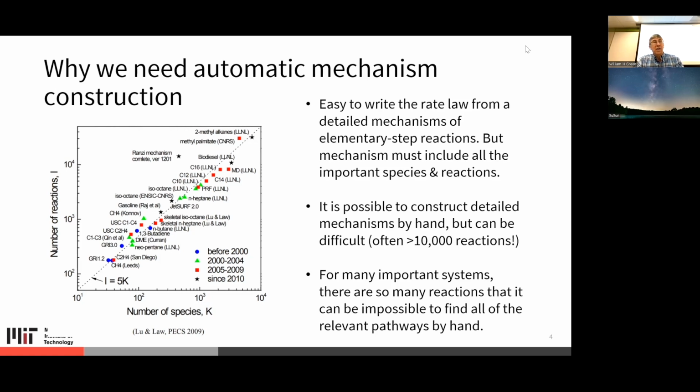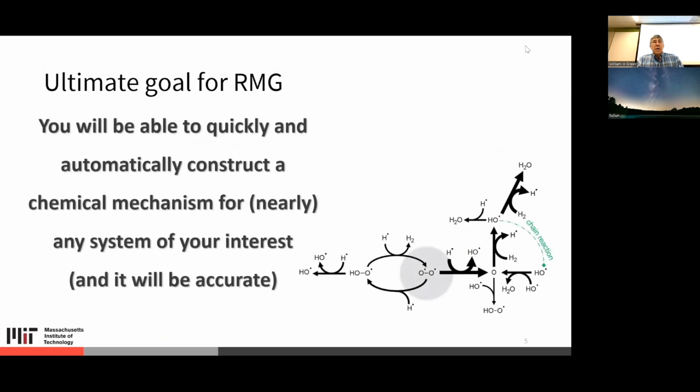Also, many people were not patient enough to do a 10,000 reaction mechanism, and so they just won't do it. But if you give them a tool that does the 10,000 reactions for them, then they might open up that possibility that they could model their system. So the ultimate goal is that you're going to be able to quickly and automatically construct the chemical mechanism for basically any system that you're interested in, and the predictions of that mechanism will be accurate. That's the goal.